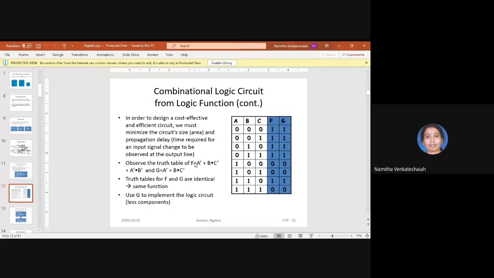Now, you understood why F is better or G is better? That you understood, right? Look at the slide I'm sharing. Yes, ma'am, G is better. Why is G better?